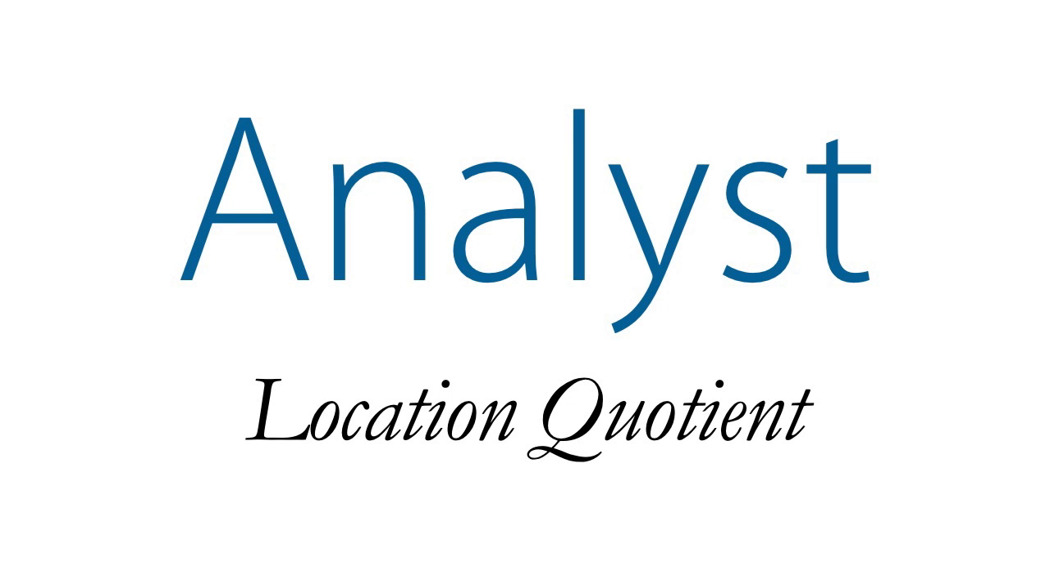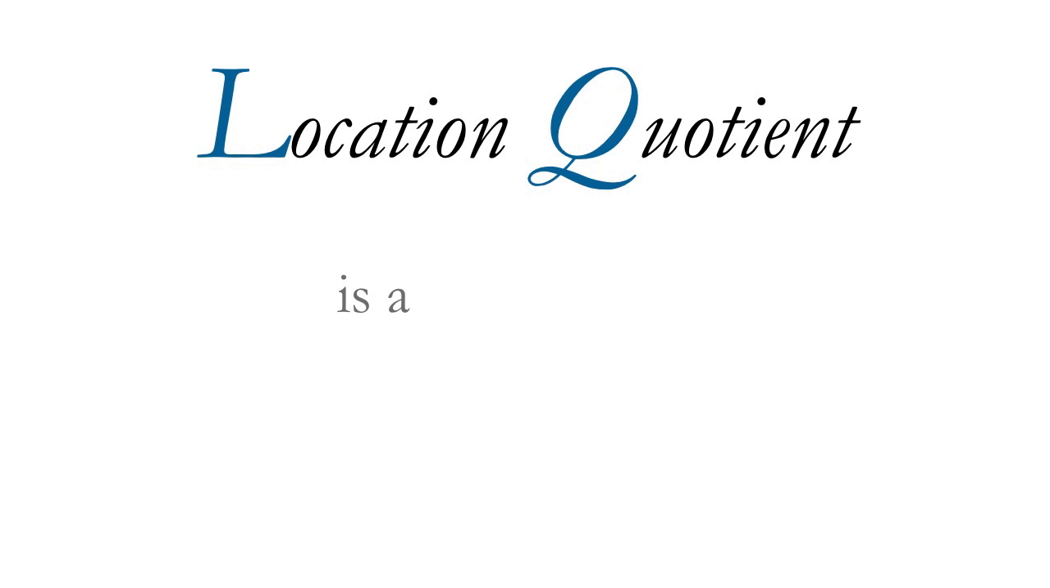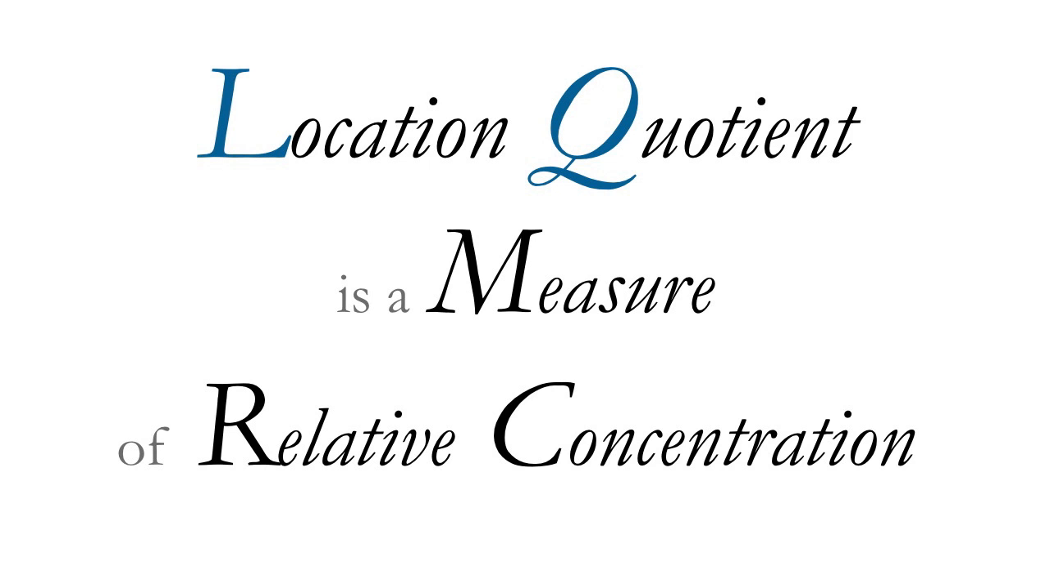Location quotient helps us see which industries or occupations are special in a region. Here's the quick explanation of what location quotient means. Location quotient is a measure of relative concentration. To flesh this out, let's find the concentration of a job in a region.